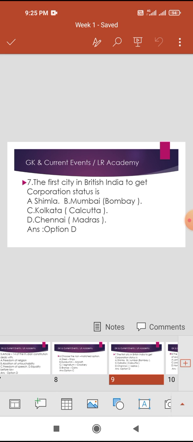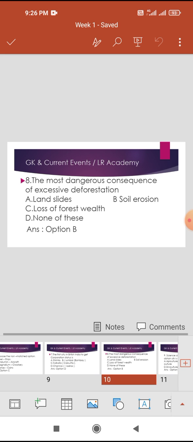Seventh one. It's under the heading GK and current events. The first city in British India to get corporation status is, option A, Simla, option B, Mumbai, option C, Kolkata, option D, Chennai. Again, I repeat, the first city in British India to get corporation status is, option A, Simla, option B, Mumbai, option C, Kolkata, option D, Chennai. The right answer is Chennai, option D.